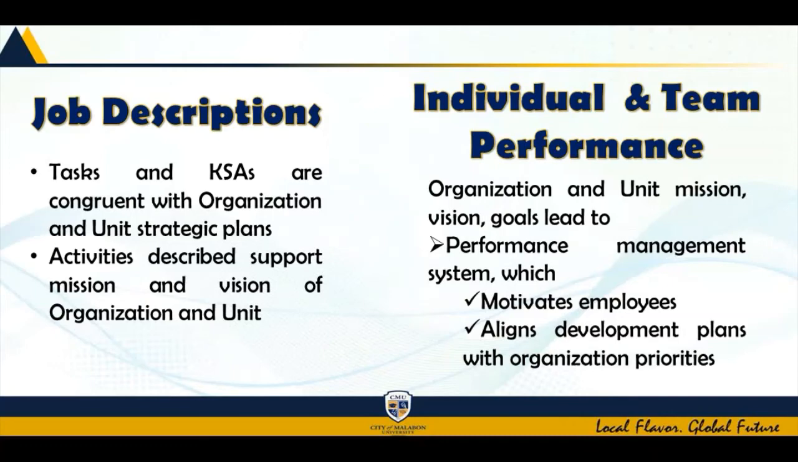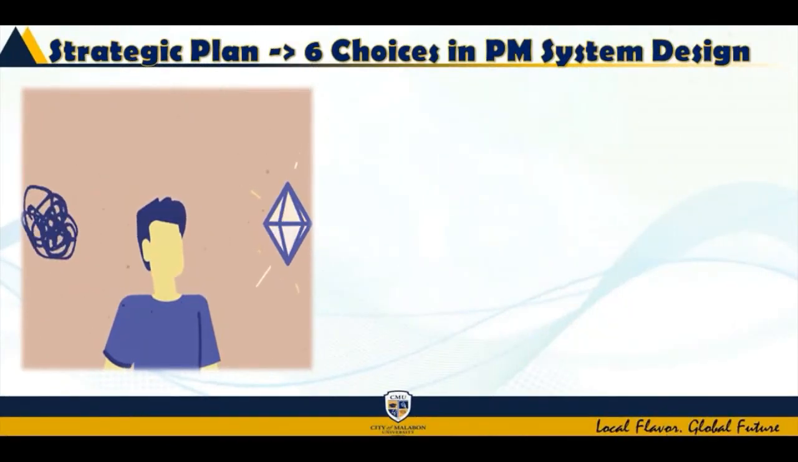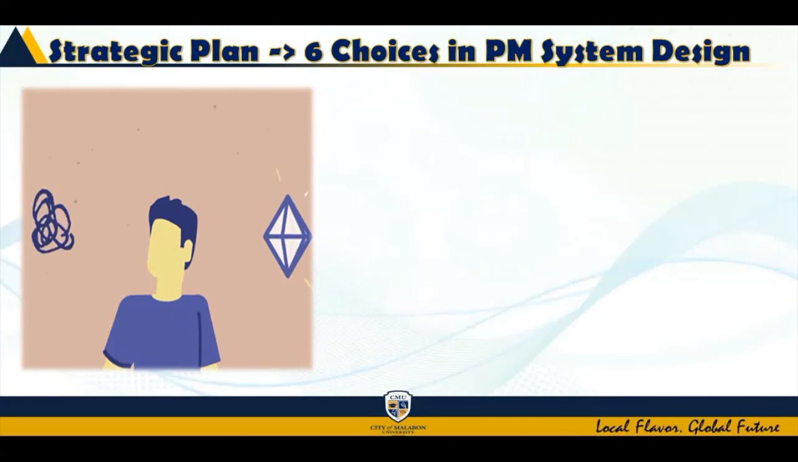In addition to serving as a necessary guide for individual and team performance, knowledge of organization and unit level mission and vision provides information about how to design the performance management system. Specifically, there are many choices in how the system is designed. And in line with the performance management system, we have here the six choices in PM system design.